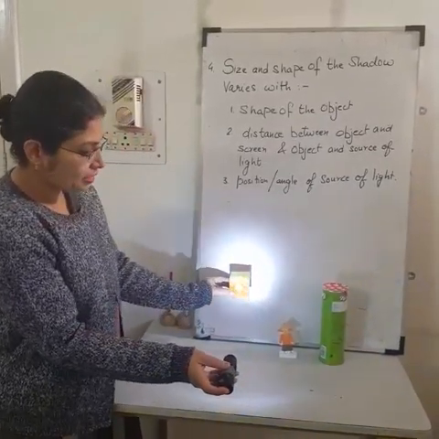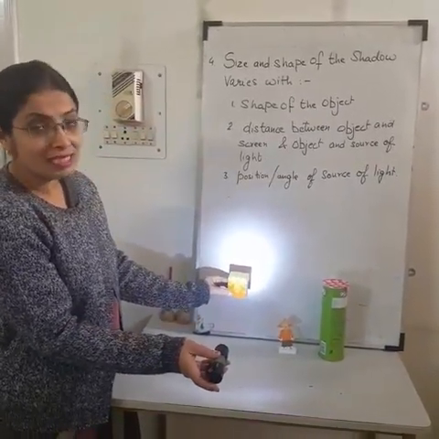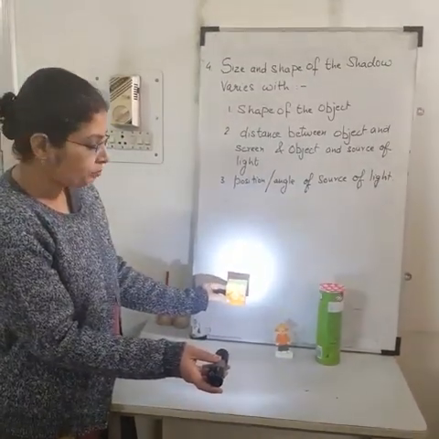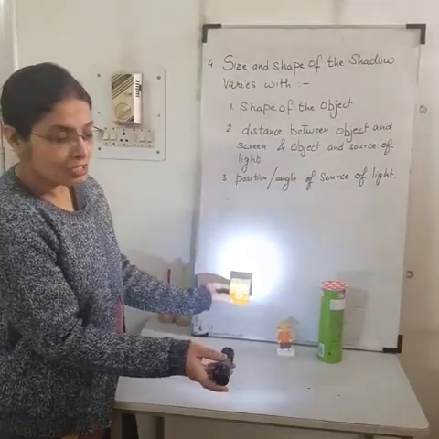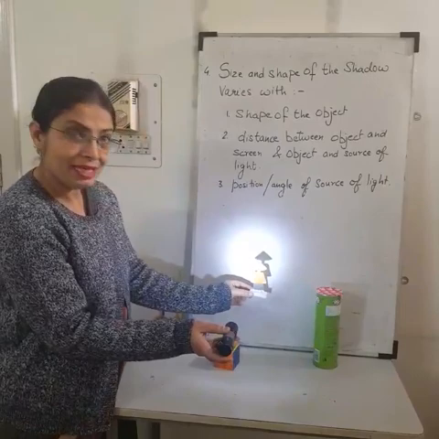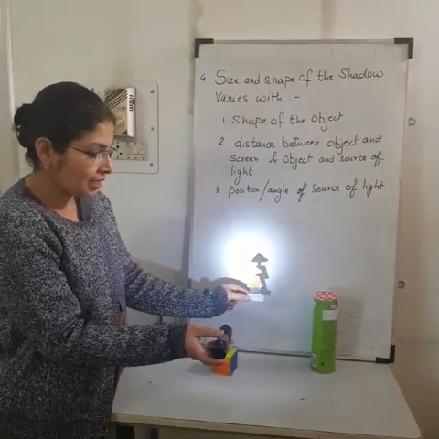You can see here the shadow of the cube. It is square in shape. That gives you the idea that the object is cubical in shape. You can very easily make out the shape of this toy also. It is shaped like a boy.